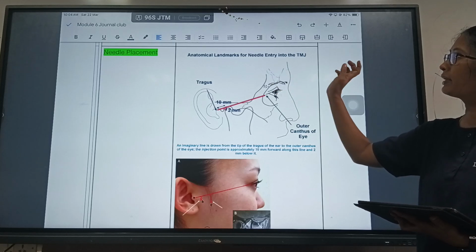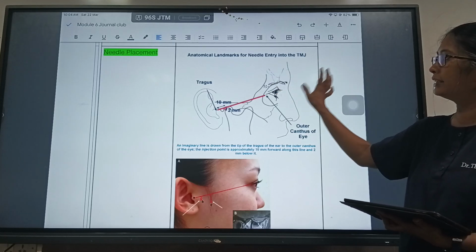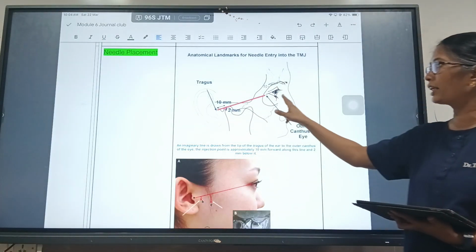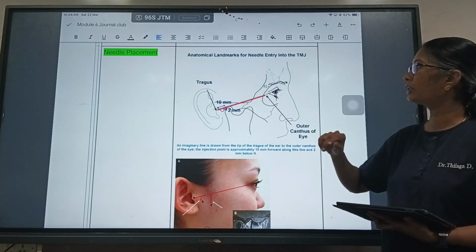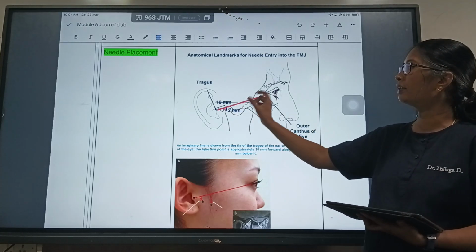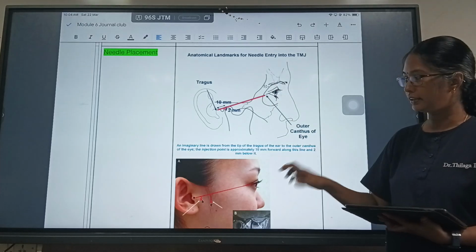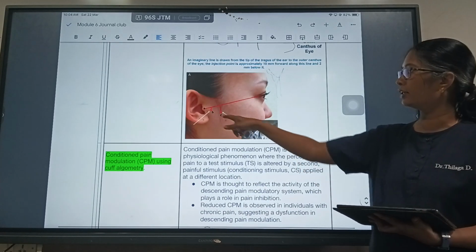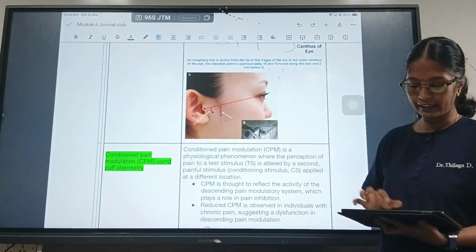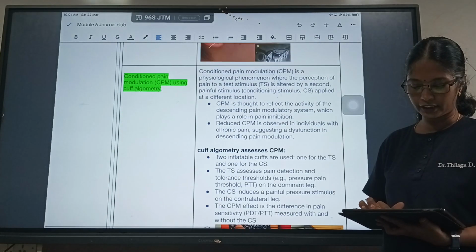So the anatomical landmarks for needle entry into the TMJ are like this. We draw an imaginary line from the tragus to the outer canthus of the eye, and we measure a few millimeters and then point the injection there. So the clinical picture is shown here. This is where the needle is placed and the lidocaine is injected.